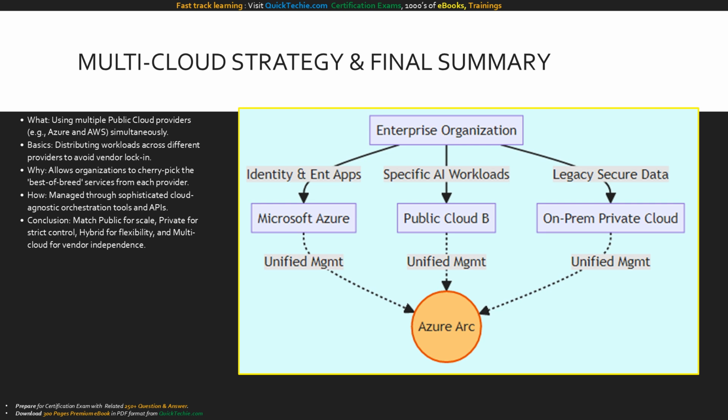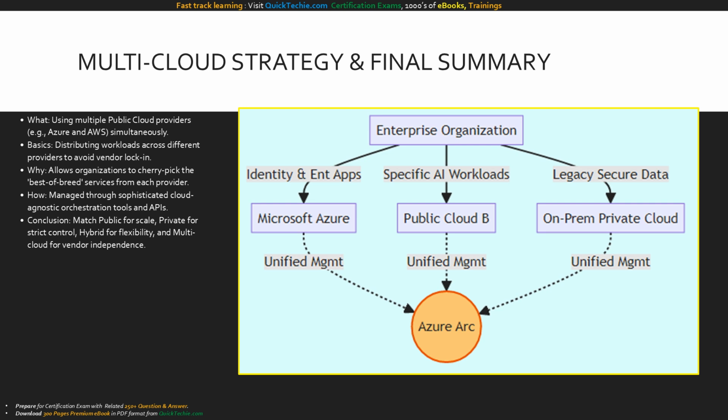Let's look at our final diagram, which illustrates a complex, modern enterprise IT landscape. At the top, the enterprise organization is branching out into 3 distinct environments. It directs identity and enterprise apps to Microsoft Azure, sends specific AI workloads to public cloud V, and keeps legacy secure data in an on-premises private cloud. This perfectly visually represents a combined hybrid and multi-cloud strategy.